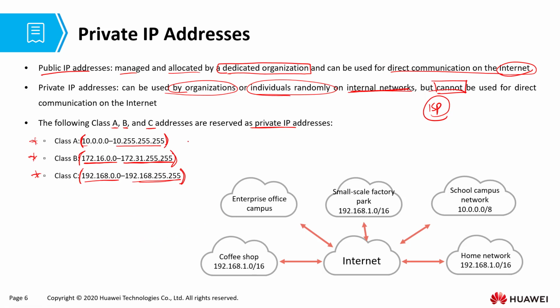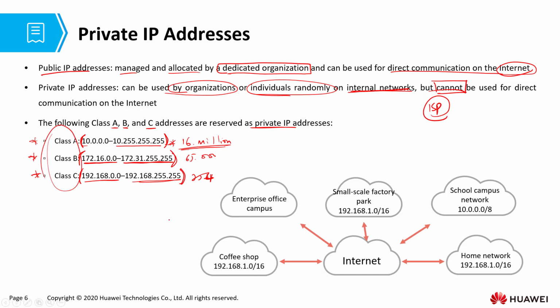Now, you will recall that a class A network will have up to 16 million IP addresses. A class B network will have up to 65,000 IP addresses. A class C network will have up to 254 actually, IP addresses, if you remove the network address and the broadcast address. Now, these classes are going to be used by organizations based on their size.